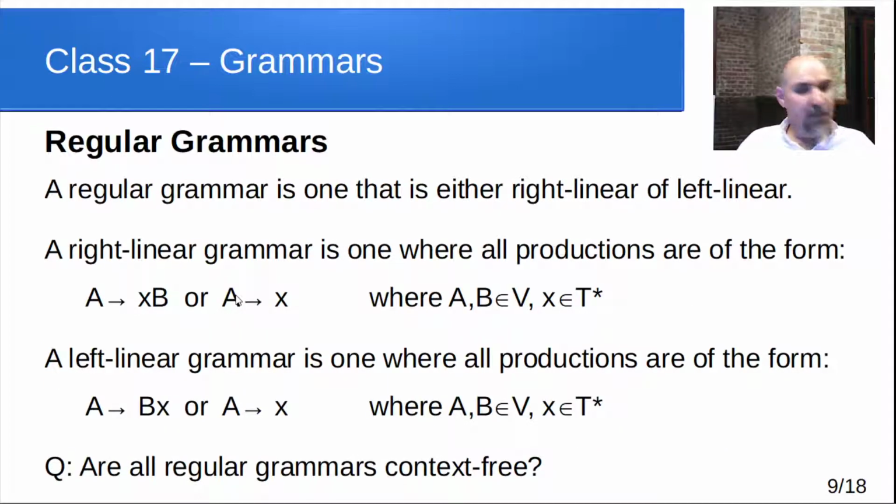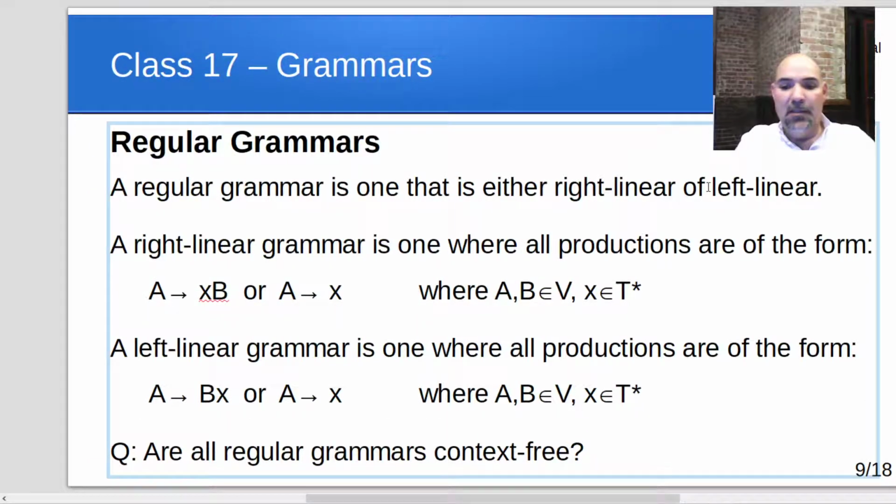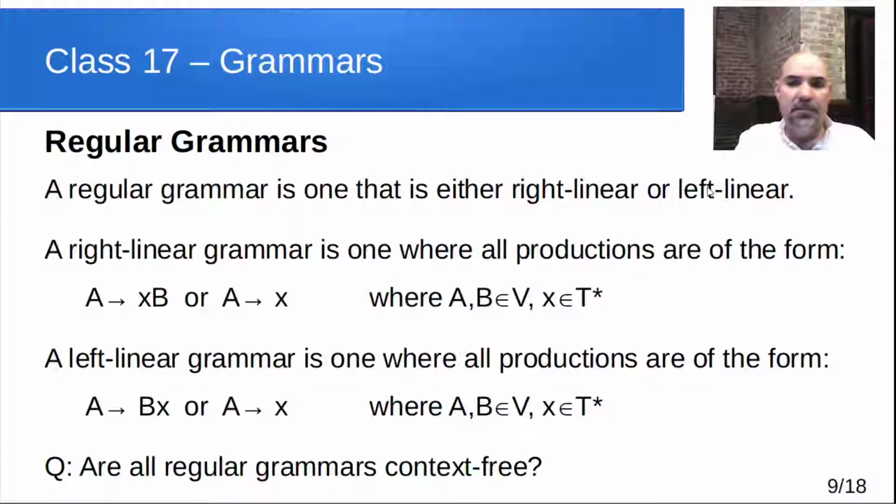Now, a couple other definitions. All regular grammars are also context-free grammars, as we'll see in a second. But a regular grammar is one that is either entirely right linear or entirely left linear. That should say or. All right, so it's either right linear or it's left linear. Well, now we need to define those. So what is a right linear grammar? It's one where all the productions are of the form a single variable produces a string of terminals followed by a single variable, or a single variable producing just a string of terminals.